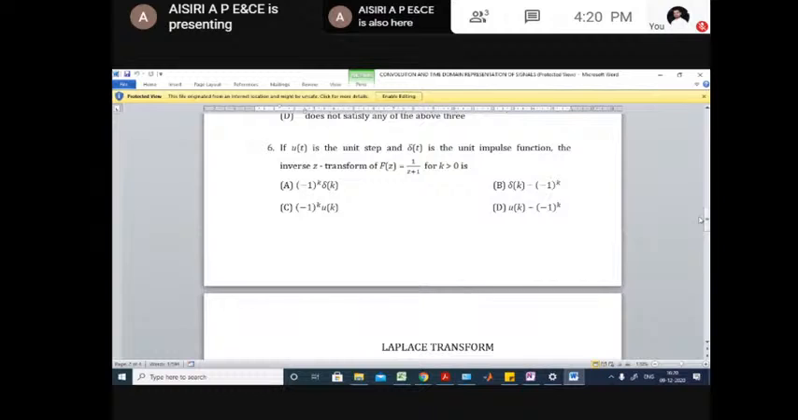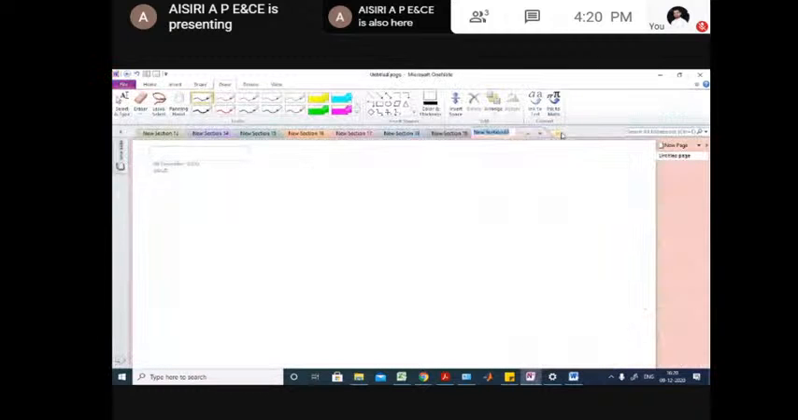The next question is: if u of t is the unit step and delta of t is the unit impulse function, the inverse z transform of F of z equal to 1 by z plus 1 for k greater than 0. Let me go to the notepad. So F of z is equal to 1 by z plus 1 for k greater than 0, correct? This is the z transform given, and we have to determine the inverse z transform of F of z.